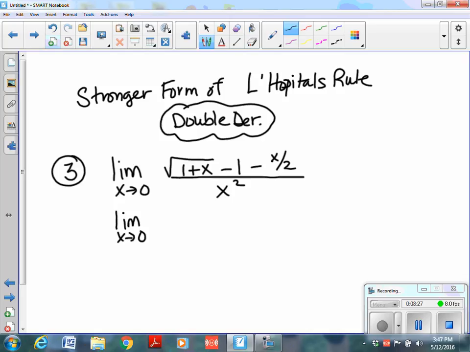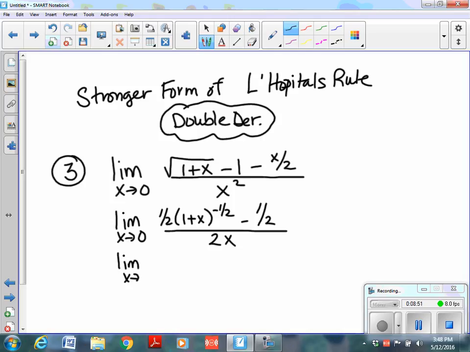Okay, so we find the limit as x approaches 0. The derivative of the numerator is 1/2 times (1 plus x) to the negative 1/2. The negative 1 drops off. This is a negative 1/2, divided by 2x. Obviously, when you substitute 0 in, you still get 0 in the denominator, so you have to do it again. Find the derivative again.